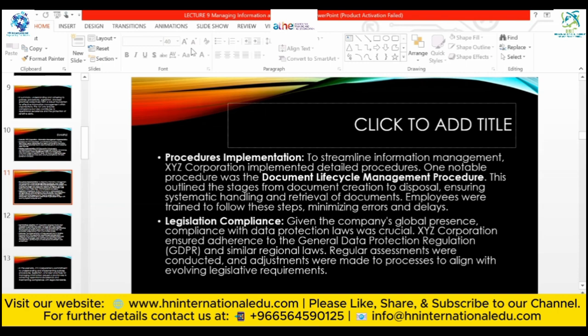Now, legislation compliance. Given the company's global presence, compliance with the data protection laws was crucial. XYZ Corporation ensured adherence to the General Data Protection Regulation and similar regional laws. Regular assessments were conducted, and adjustments were made to processes to align with evolving legislative requirements.